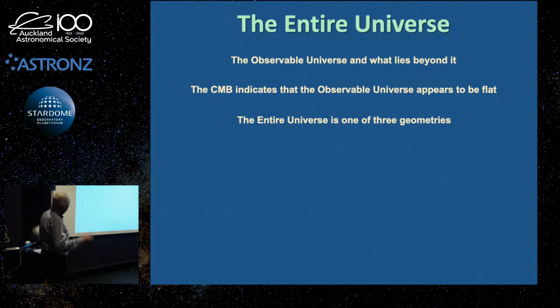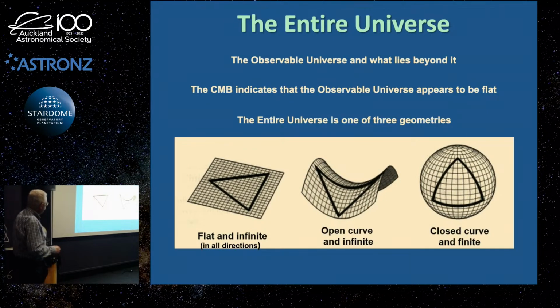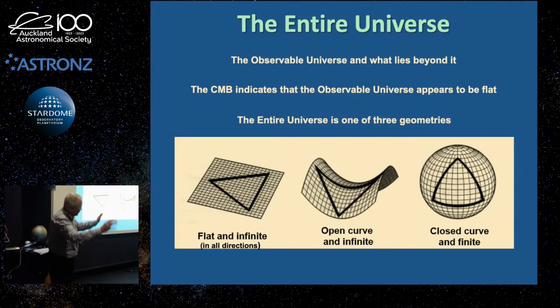Which leaves the entire universe as one of three geometries. It's either completely flat, just going on indefinitely in all directions. And these are two-dimensional, of course, but you've got to think in 3 and 4 dimensions, which is hard to get your head around. So we've made it nice and simple here with these two-dimensional ones. But it's just flat in all directions, goes infinite. Or it's curved open and infinite. This is like a horse saddle, where it is curved, but it goes out like that, and it is infinite, just goes on forever. Or it's got a closed curvature, like a sphere, and it is finite.